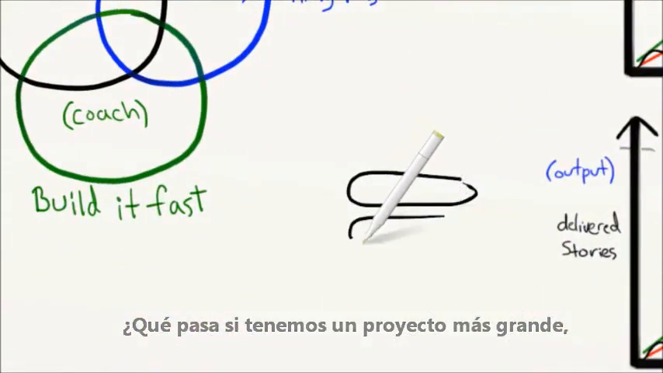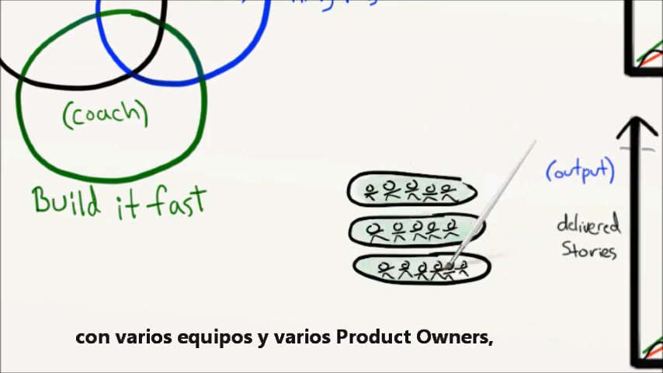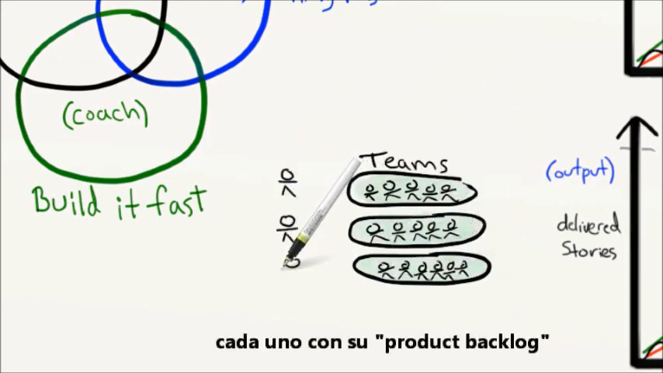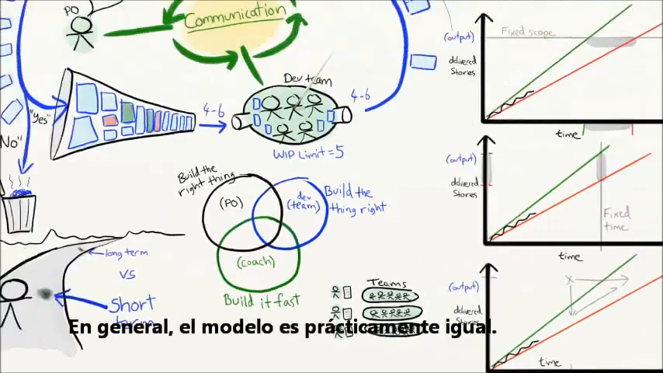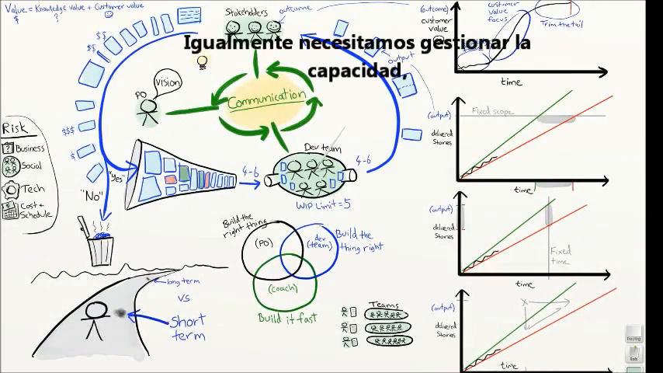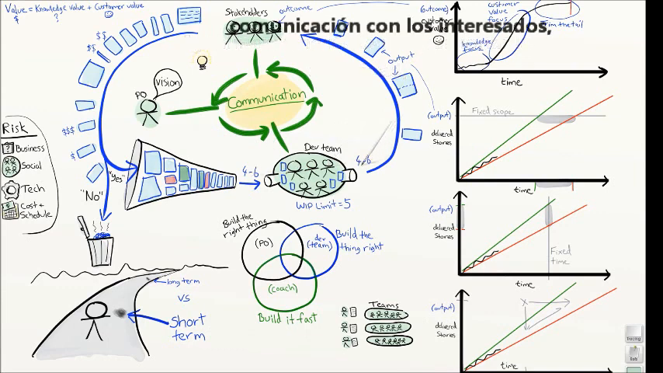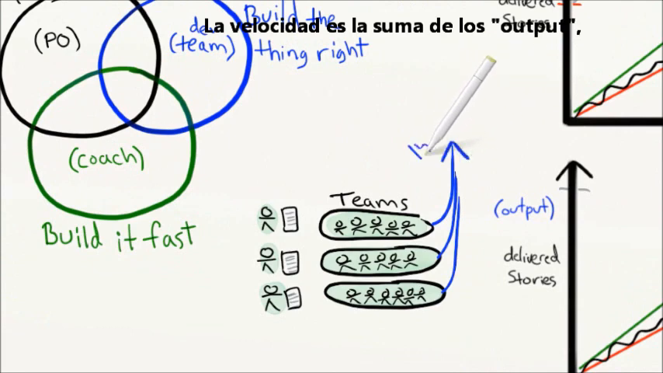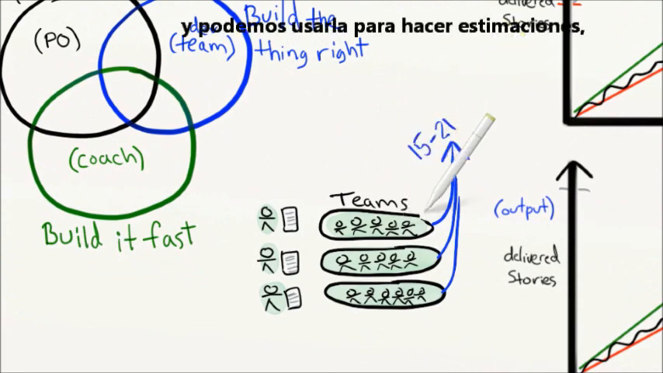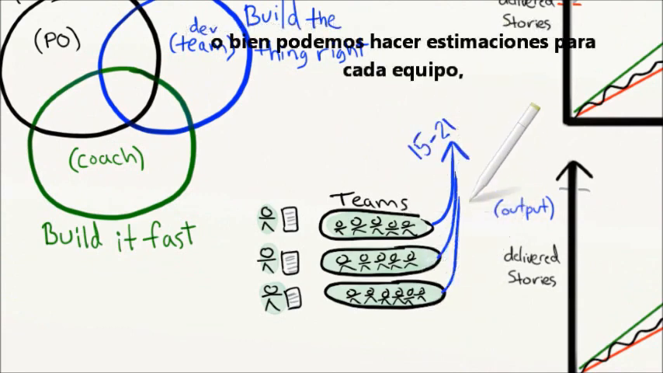Okay, what if we have a larger project with multiple teams? And we have several product owners, each with their own backlog for a different part of the product. Overall, the model is really the same. We still need capacity management. We still need stakeholder communication. We still need product owners who can say no. We still need backlog grooming. We still need a short feedback loop, etc. Velocity is really the sum of all output, so that can be used for forecasting. Or make a separate forecast for each team, if that makes more sense.